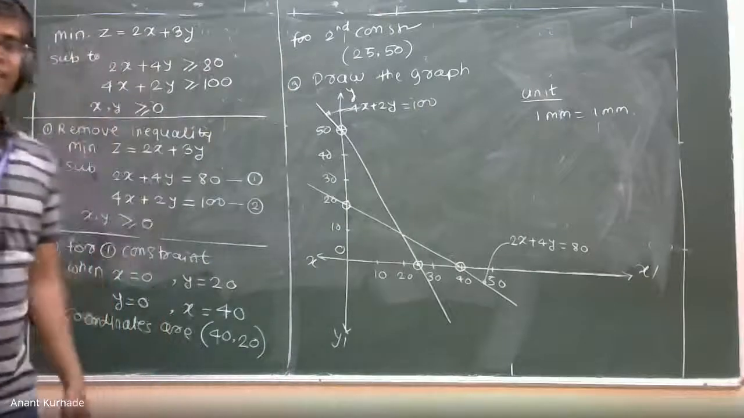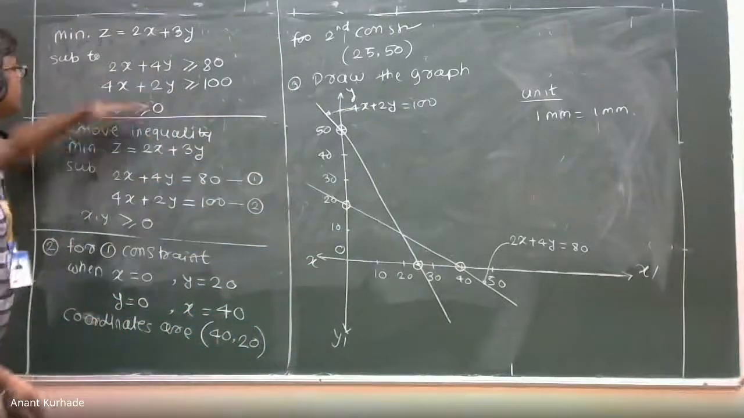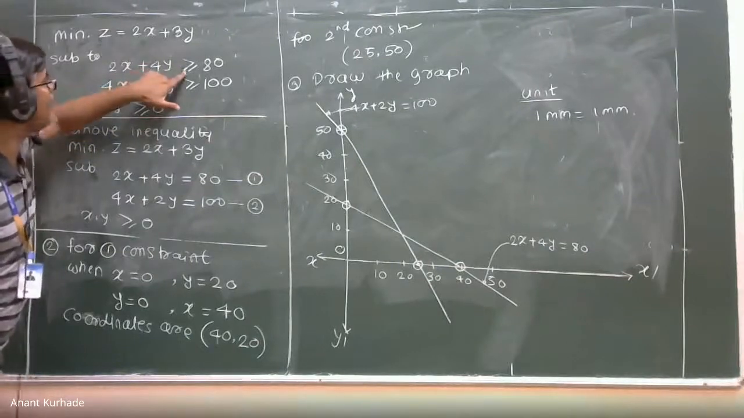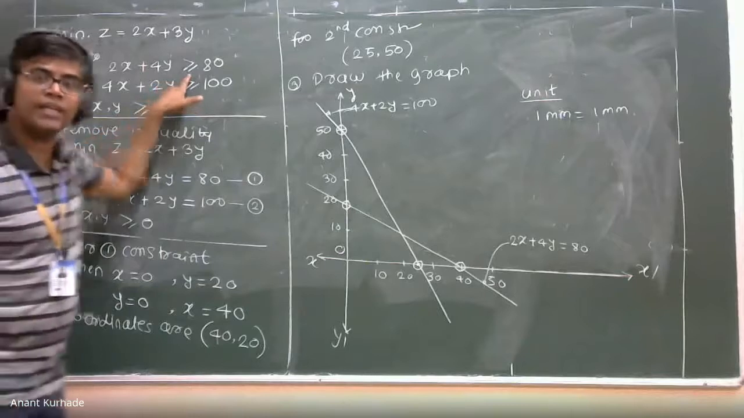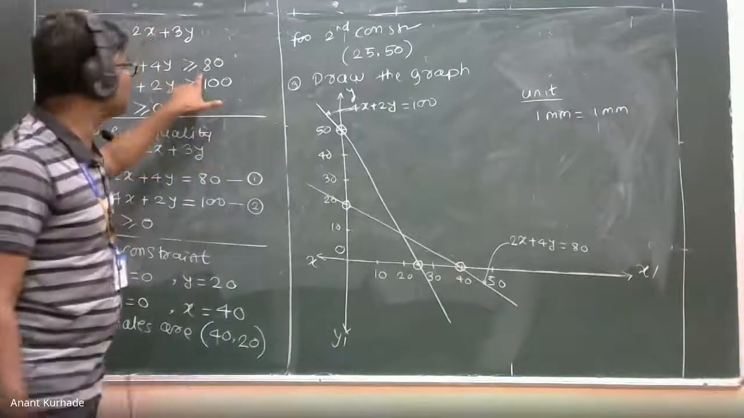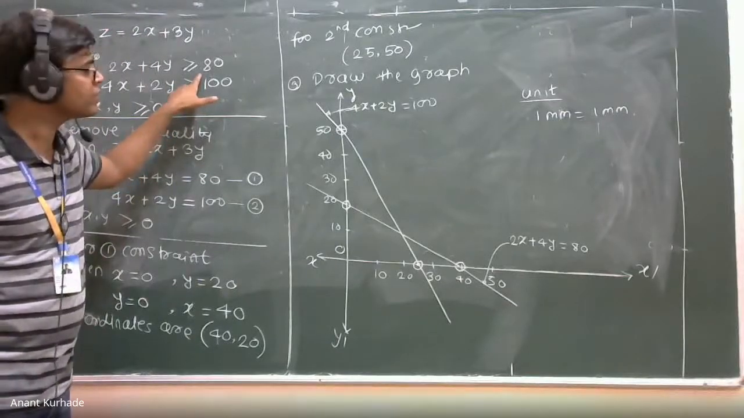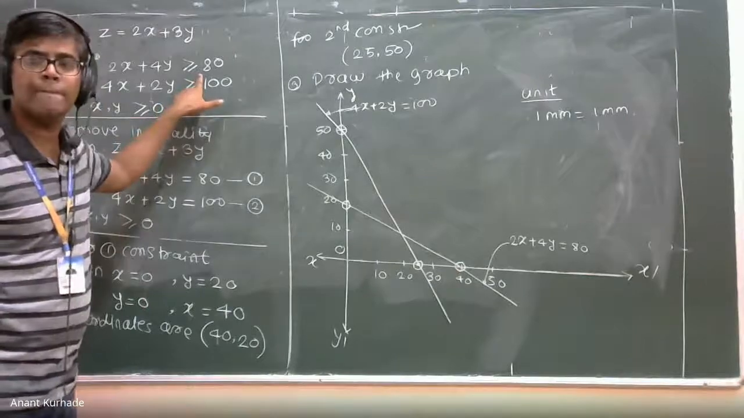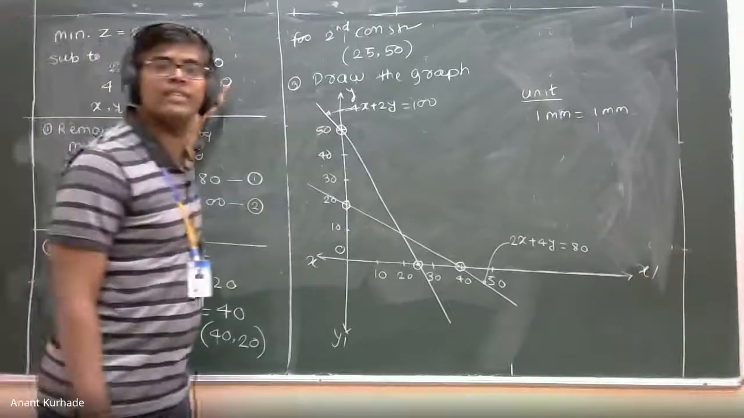Now, what is next? Again go to your problem statement and check whether these constraints are less than or greater than. Here the constraints are what? Less or greater? Tell me. Greater. So where can you show the visible region?